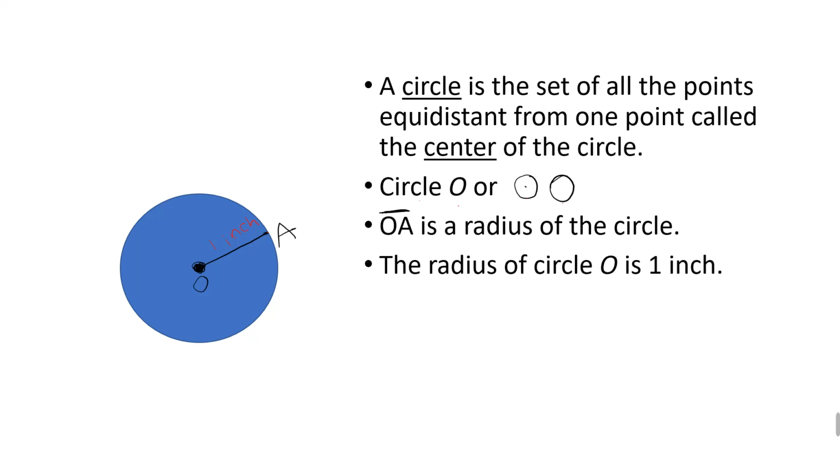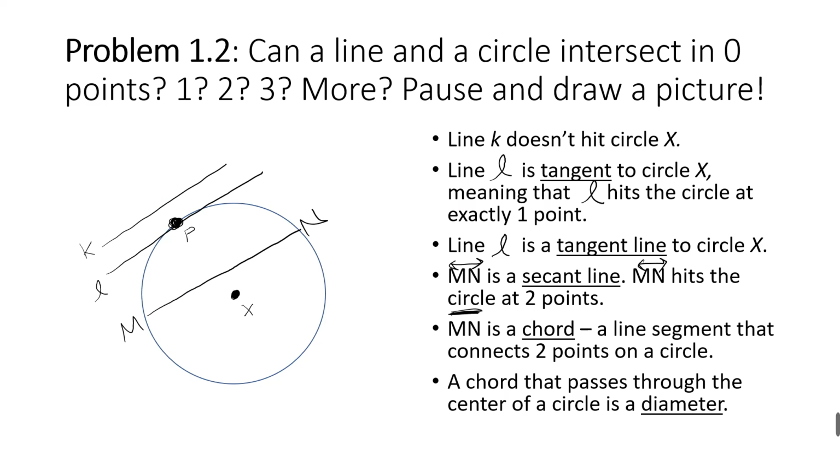Can a line and a circle intersect in 0 points, 1 point, 2 points, 3 points, or more? Pause the video and try to do it. All right? Okay, did you pause? Draw a picture. So we have a circle. Can a line intersect in 0 points? The answer is yes. Our first line, line K, never will hit the circle.